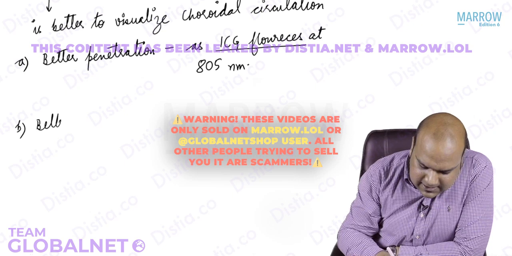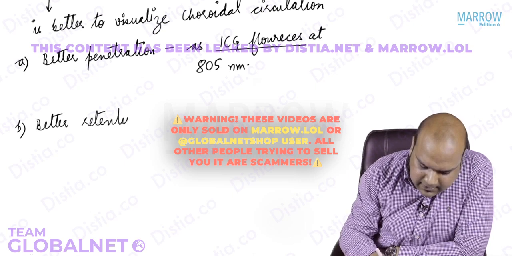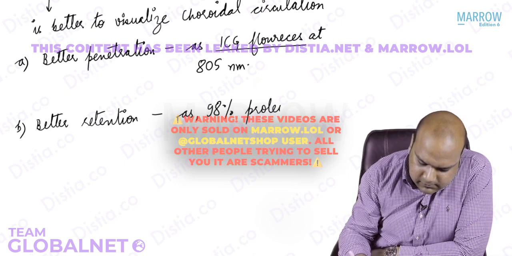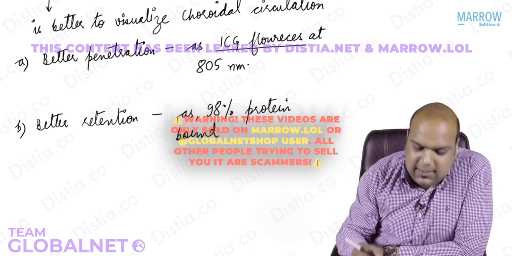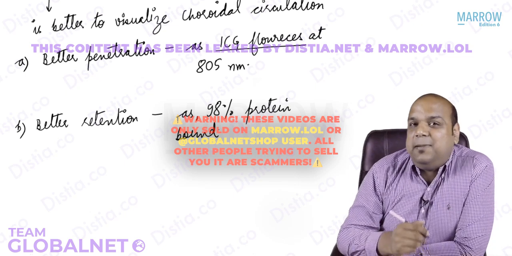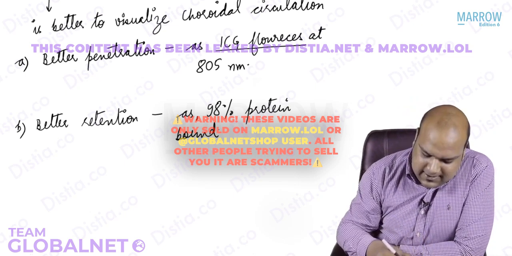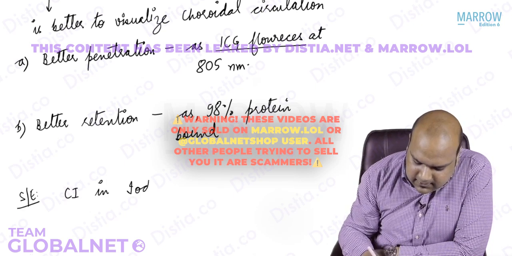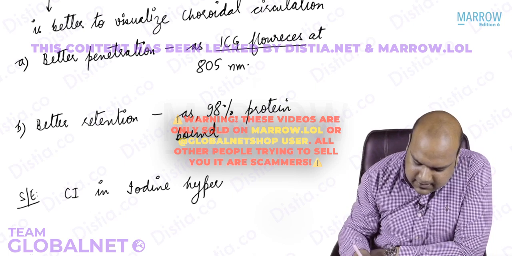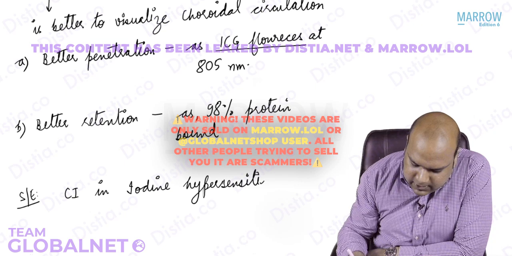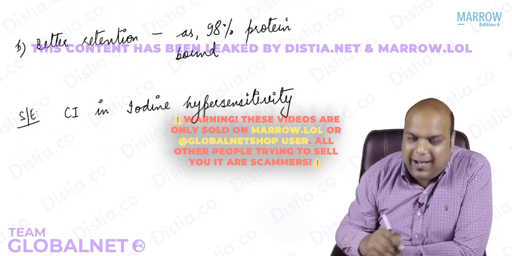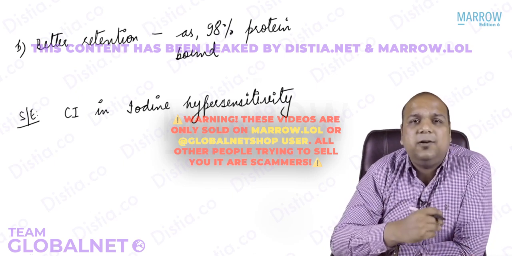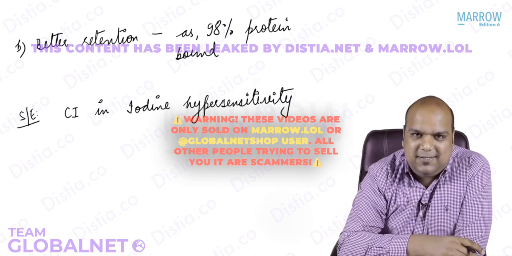Secondly, the dye has better retention, as it is 98% protein bound. And these are the two reasons that we say that it is better to visualize the choroidal circulation. But there is a side effect, that it is contraindicated in patients with iodine hypersensitivity. The name of the dye should itself tell you that iodine will be a problem. It is indocyanin green, everybody. So that is all about ICG, not done for retina, everybody, but for choroidal circulations.